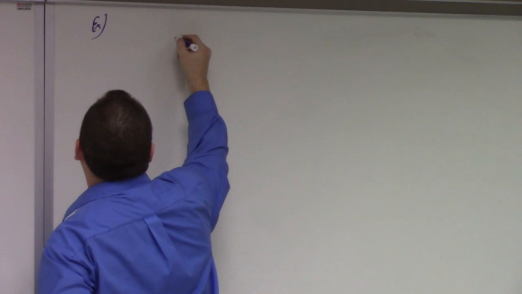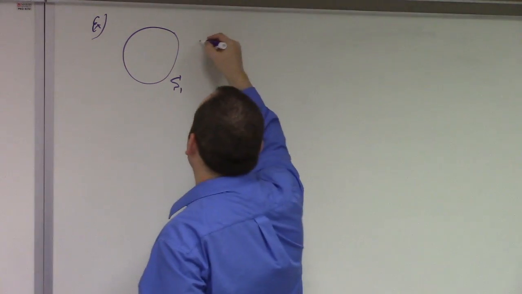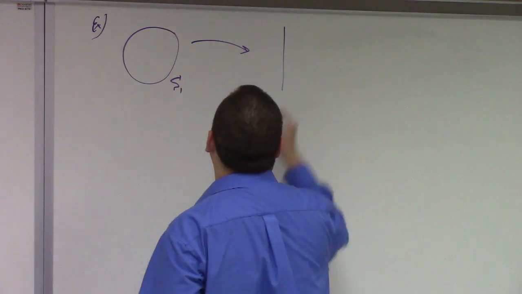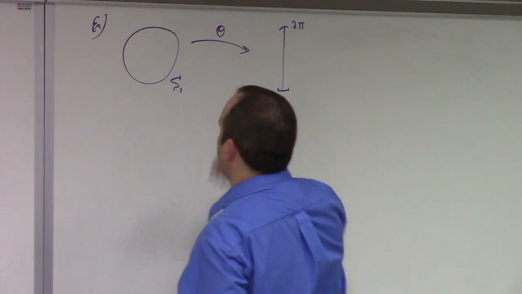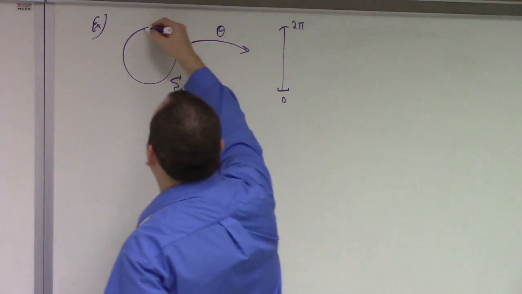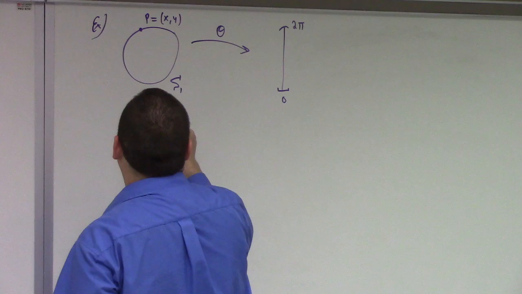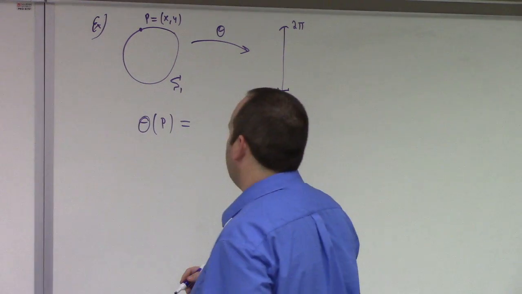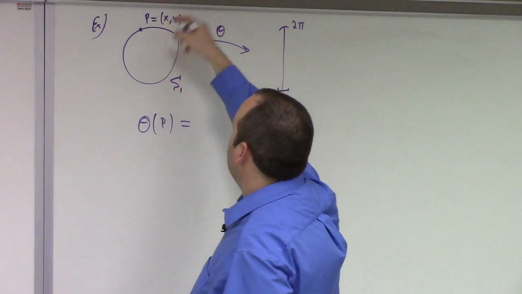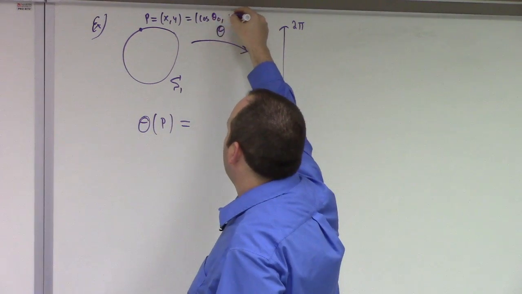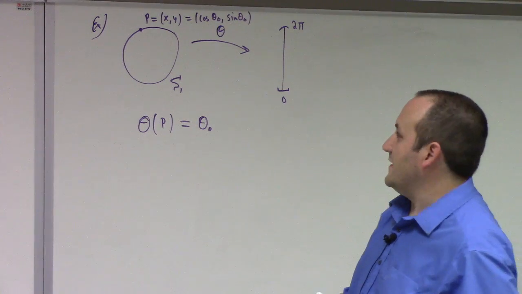Another example, how about if you have a unit circle, S1, the unit circle? What's a coordinate chart on this? How about theta? So if you take a point P on the unit circle, and suppose that point is, say, x comma y, then what's theta of P? If this is equal to cosine theta naught comma sine theta naught, then this is exactly just theta naught. That's an example of a coordinate chart.